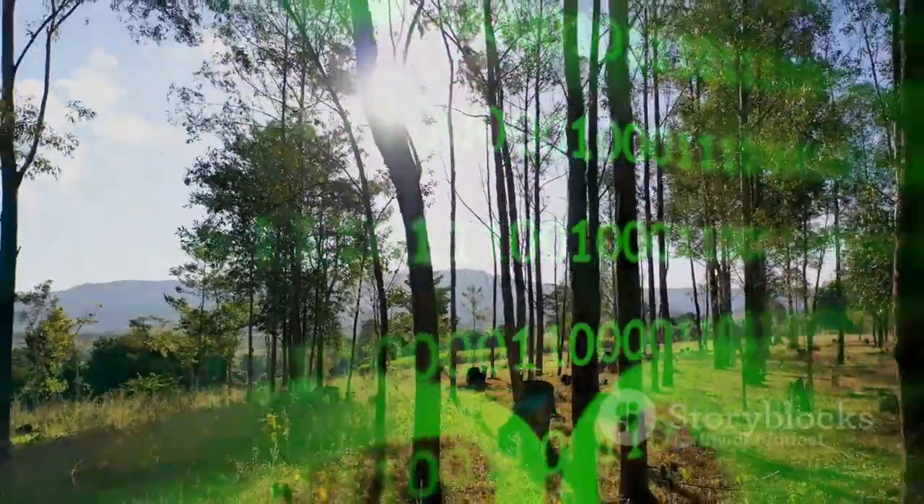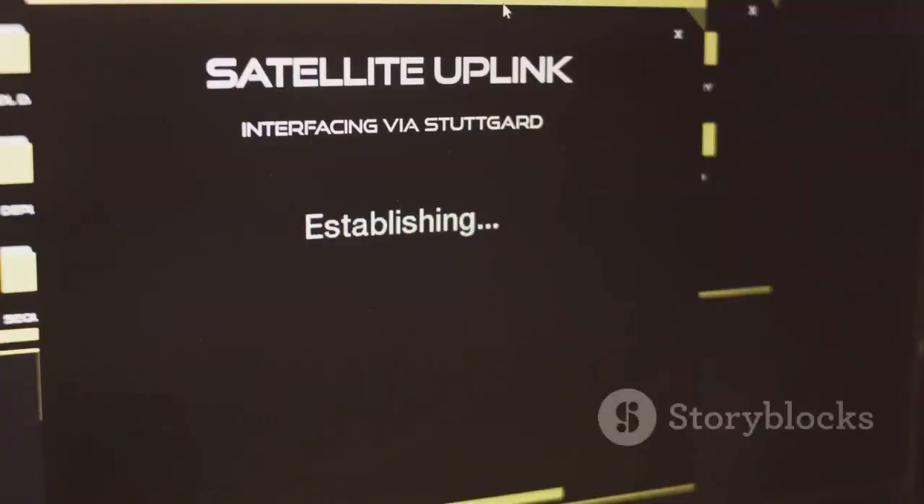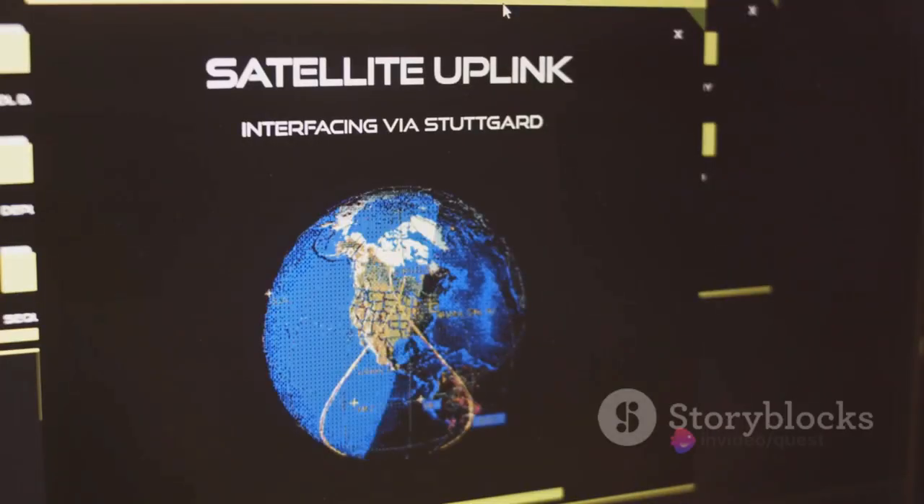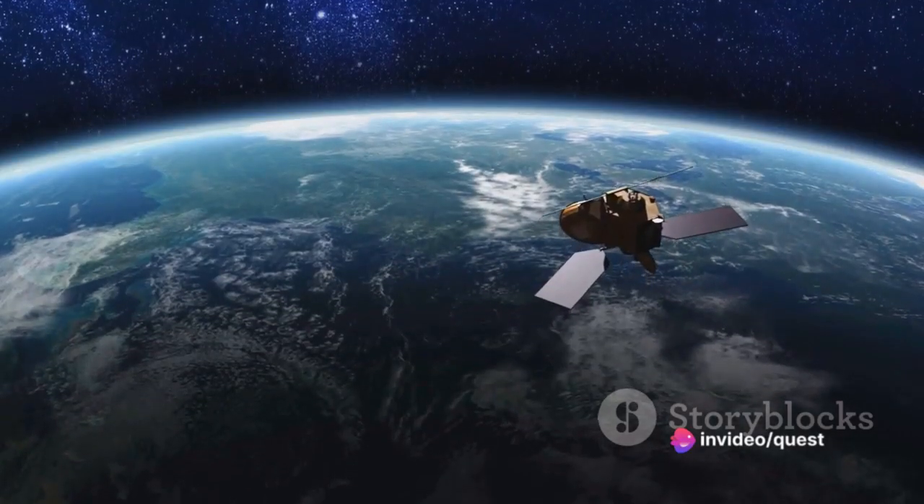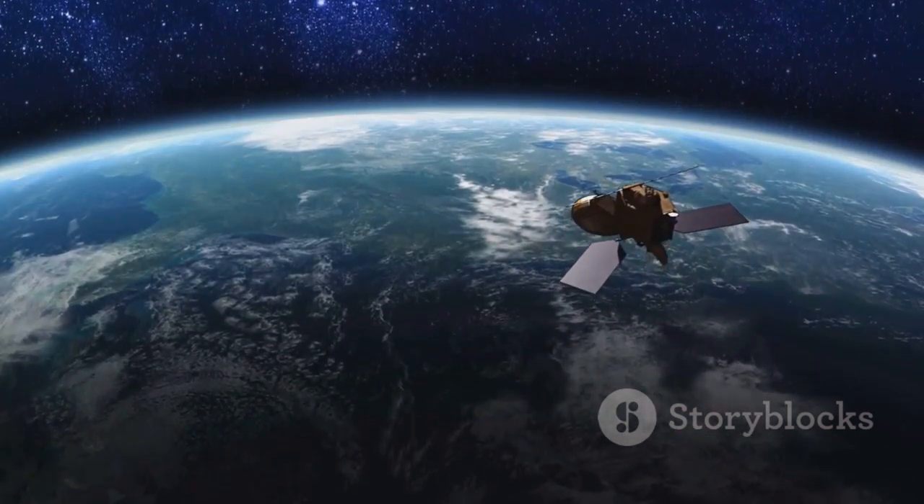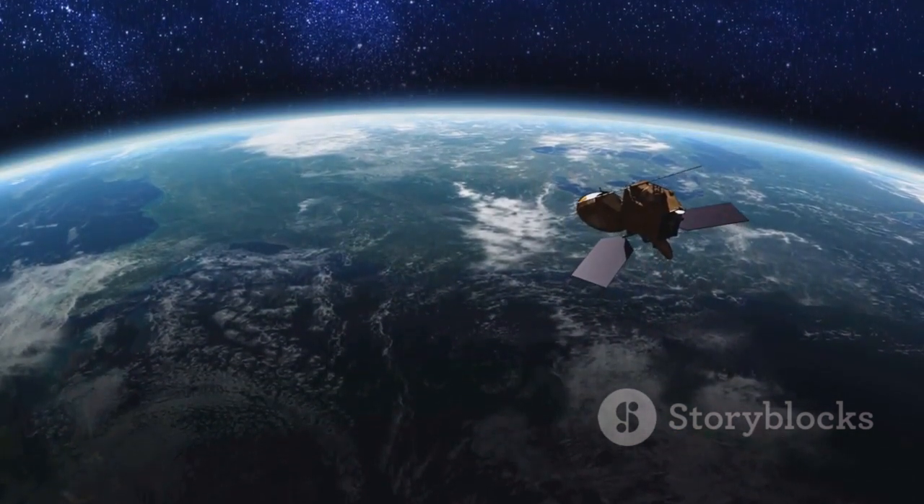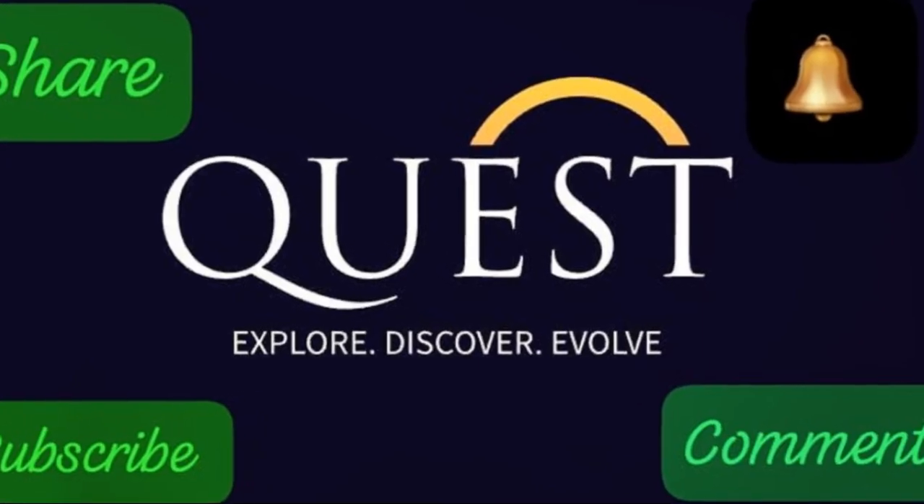And let's not forget about the technological leaps in our satellites. With every new generation, the quality of images we capture improves dramatically. This means more detailed, higher resolution images that offer us a clearer, more precise view of our world. So, as we venture forth, remember that the future of image interpretation is bright, filled with endless possibilities.